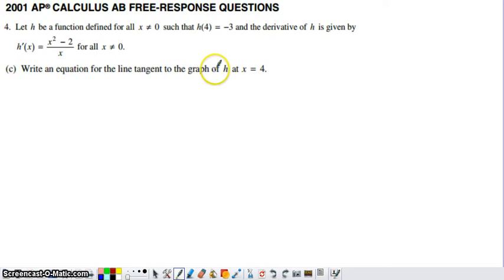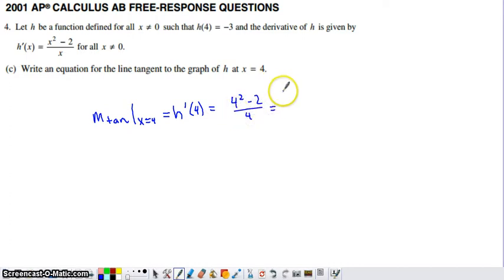Well, since it's a tangent line to the graph of h, the slope of the tangent line, evaluated at x equals 4, is going to correspond to the value of the derivative evaluated at 4. So if we go ahead and evaluate our derivative at 4, we're looking at 4 squared minus 2 divided by 4. And so that's going to be 16 minus 2 in the top, so 14 in the top, 4 in the bottom. And if we go ahead and reduce that, we're looking at 7 halves for our slope. So the slope of our tangent line is 7 halves.